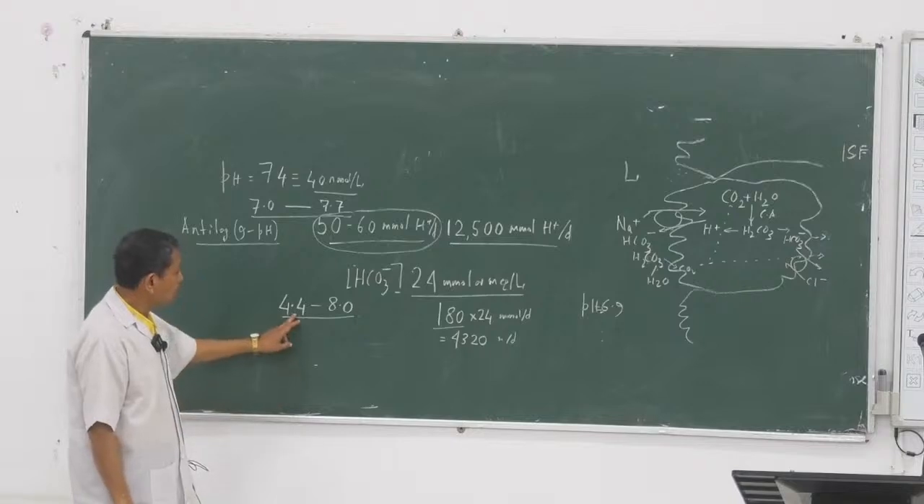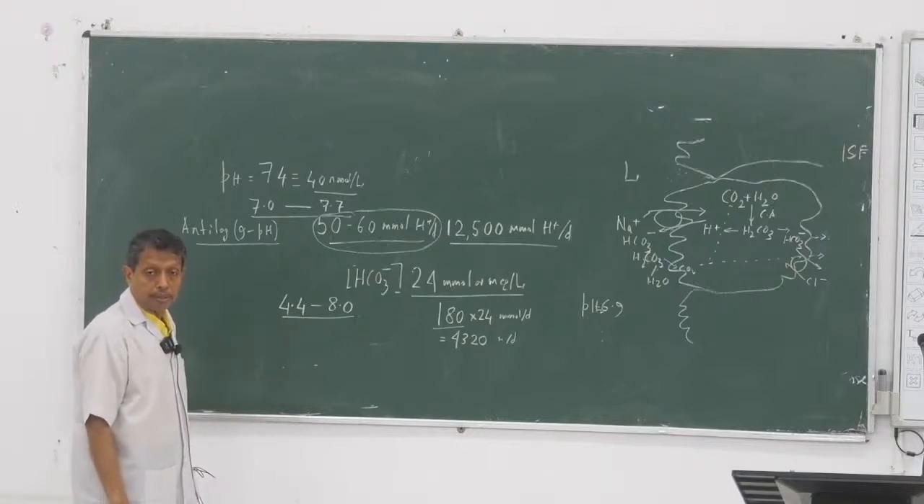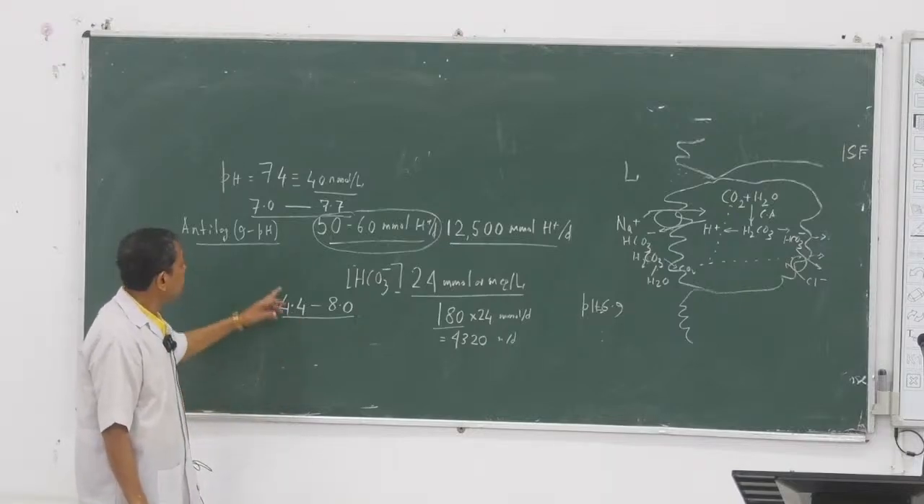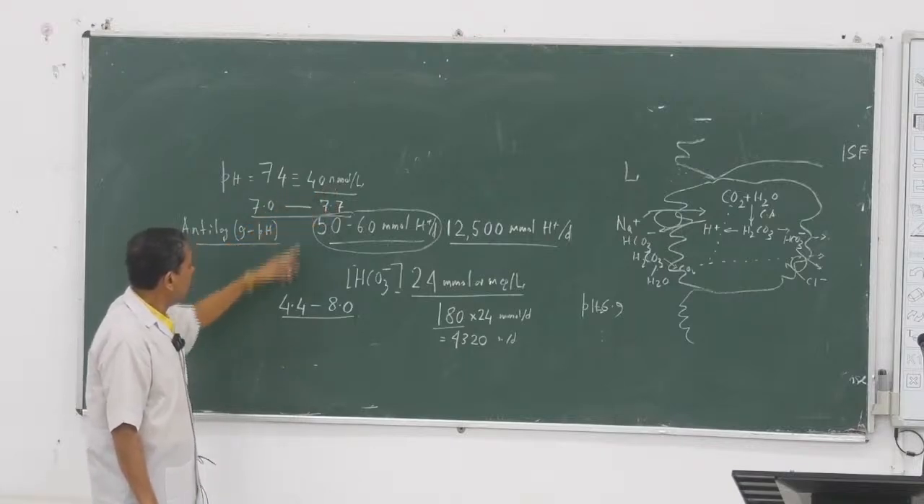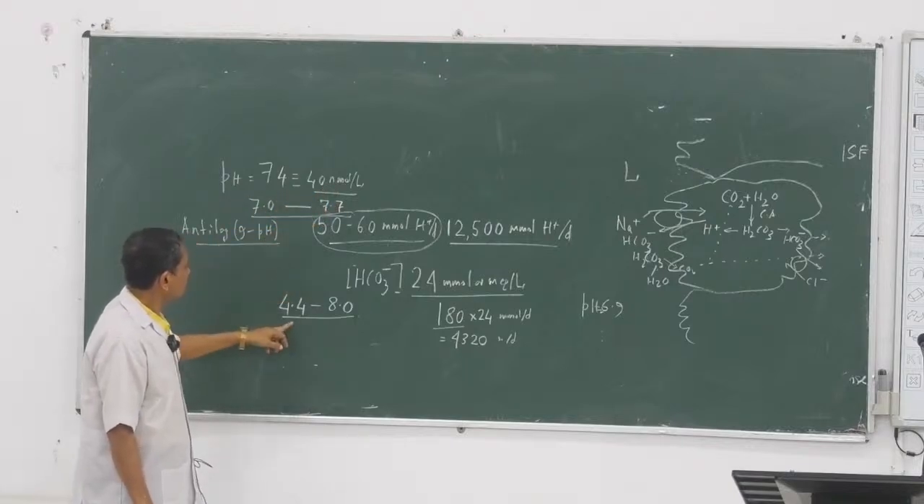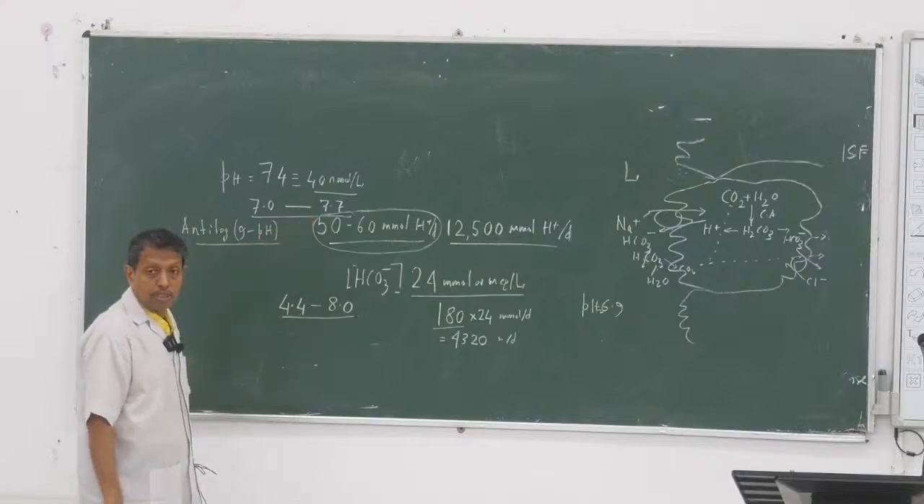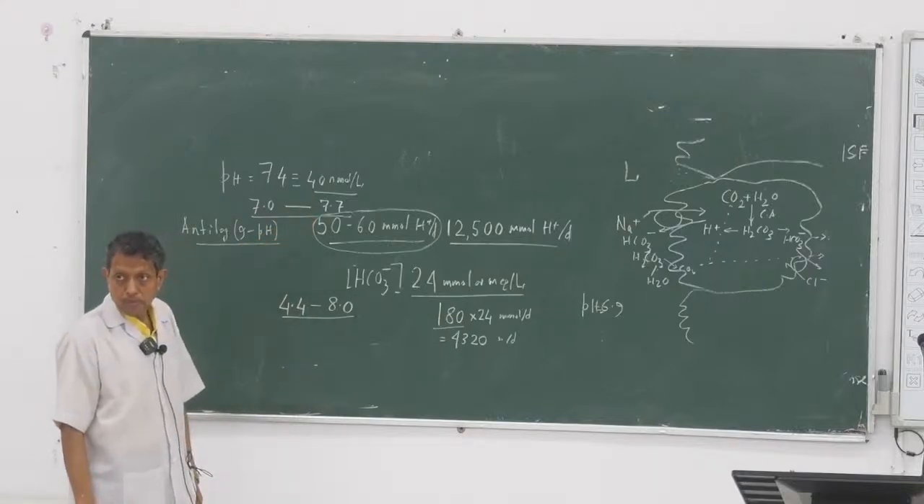When it is 4.4, then it is 40 nanomole per liter, and it is 1000 times this value, 1000 times this value.